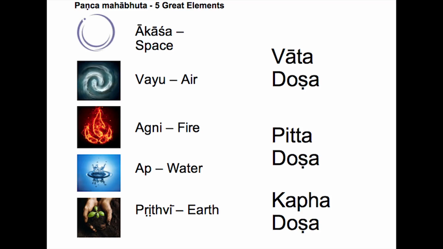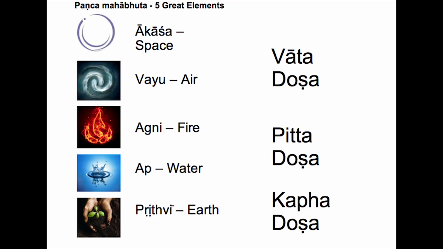So the 5 elements, the Pancha Mahabhutas, are the Akasha or space, Vayu or air, Agni or fire, Ap or water, and finally Prithvi or earth. And they manifest in this particular order because it goes from the most subtle to the grosser elements. These elements are representative in the human body by different functions as well as structures.